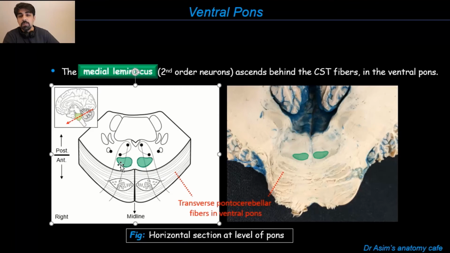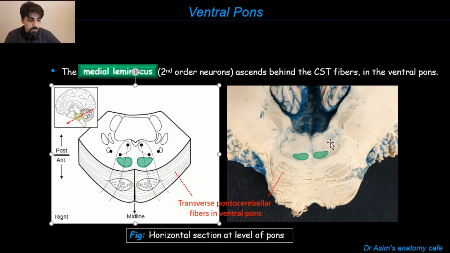This is where the medial lemniscus is going to be ascending behind the corticospinal tract, and you can see once again it's a much more ventrally situated structure. Right behind over here you can see this space, which is the fourth ventricle, which basically tells you that this is the posterior aspect of the horizontal slice of the pons.